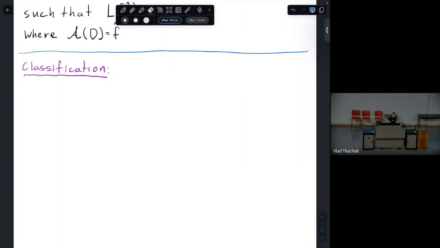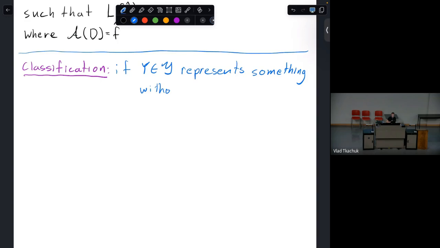Okay, I'll write the definition first. I think it's easier. So the definition is: if y, this random variable, is an element of the label space and represents something, as you might suspect, without order. Usually, this set of labels, y, is some finite set of objects.